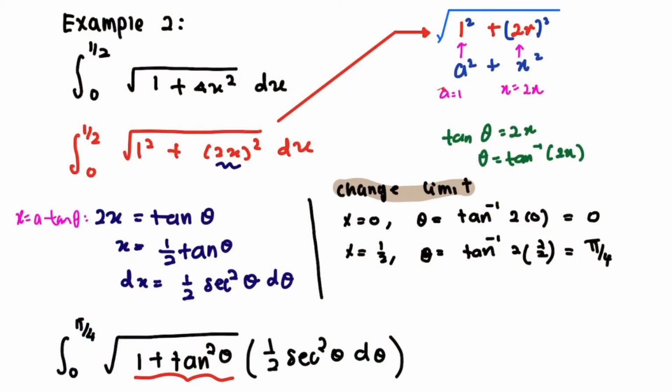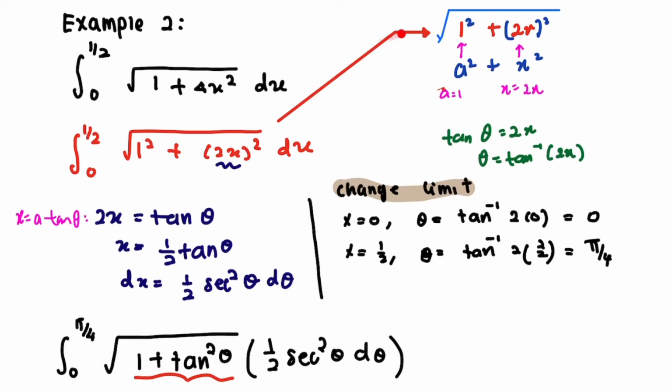Let's proceed with example 2. You have the integral from 0 to half of the square root of 1 plus 4x squared dx. Now we need to realize that this is a trigonometric substitution because you have the form of the square root of a constant squared plus a variable squared dx. Okay, so let's adjust this a little bit. You have the square root of 1 squared plus (2x) squared.